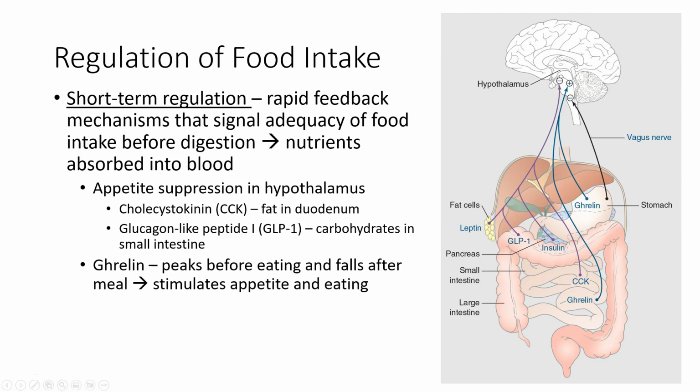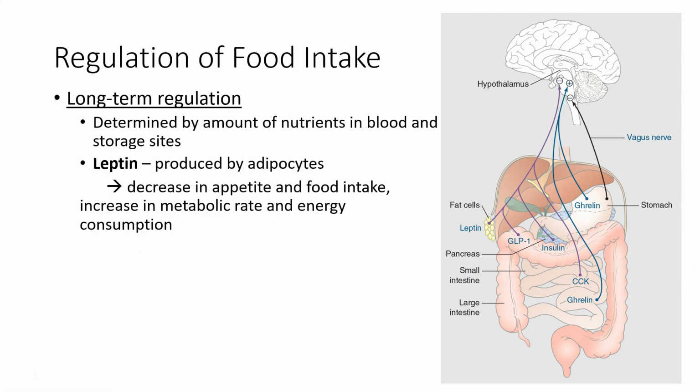We also have long-term mechanisms that really are regulated by and help to determine the nutrients in our blood and storage site. The major hormone here you should know is leptin. Leptin is a hormone produced by adipocytes. The production of leptin leads to a decrease in appetite and food intake. It also promotes the metabolic rate and more energy consumption.